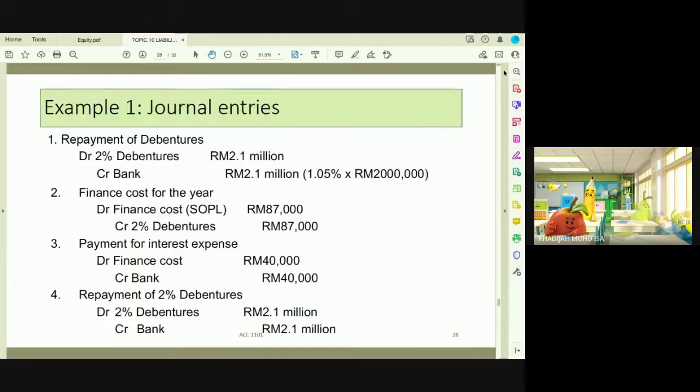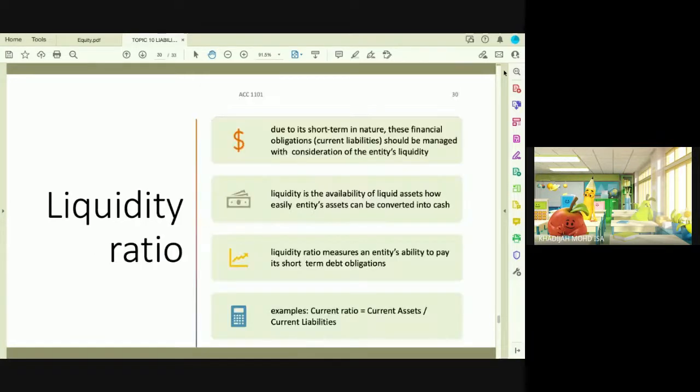Okay, so, why do I have this? I come back to this liquidity ratio because this one will be part of your financial statement analysis later. Liquidity ratio is to see how much cash the company has in order to pay out for the liability.